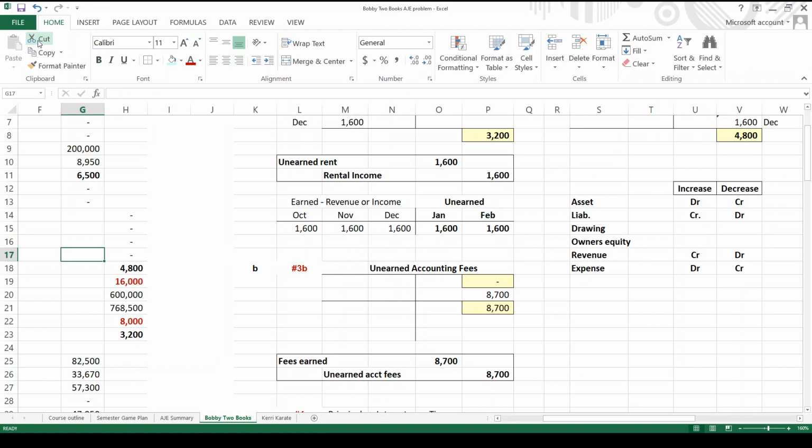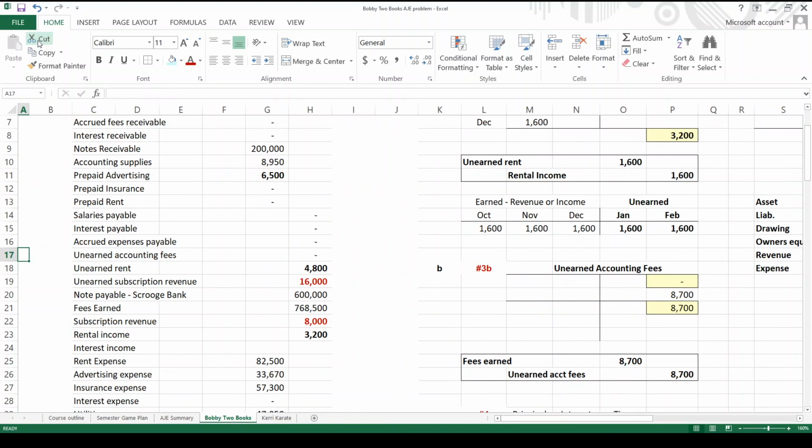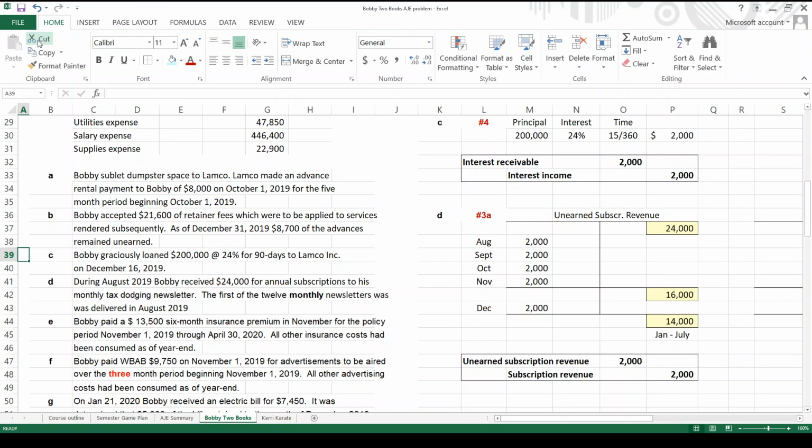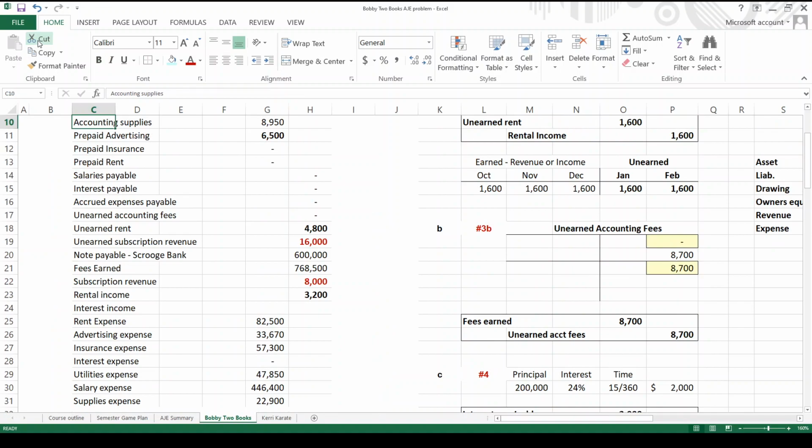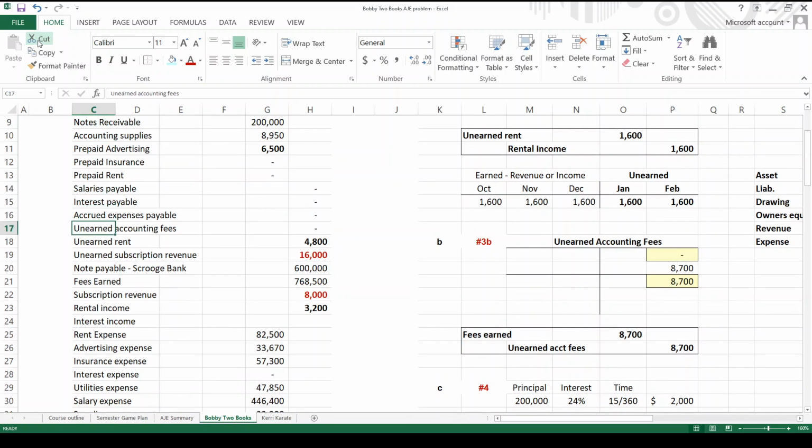Okay, moving right along. What happened in letter B? Bobby got money up front again. How much? $21,600. At the end of the year, $8,700 remains unearned. That's another way of telling you the balance in the unearned account when we're done with our entry must be $8,700. So we say to ourselves, self, what is the balance in unearned? And the answer is 0. And what do we want it to be? We want it to be $8,700.